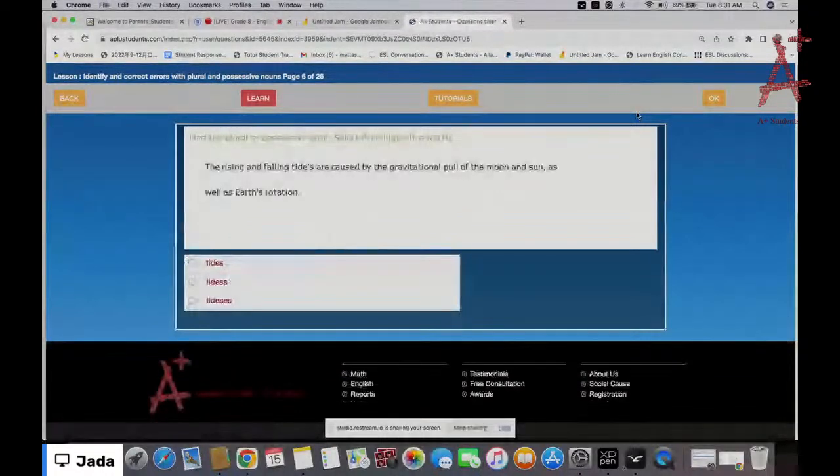All right, let's see then. The rising and falling tides are caused by the gravitational pull of the moon and sun, as well as Earth's rotation. Tides is a plural, so it doesn't need to have an apostrophe and the s after the apostrophe. It's supposed to be plural, so it's just gonna be tides.